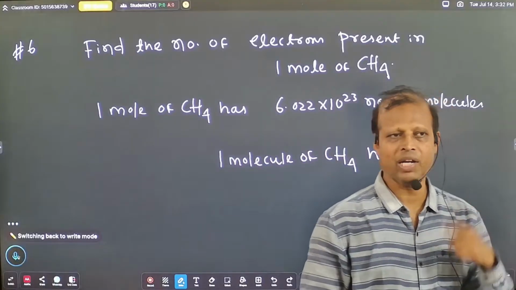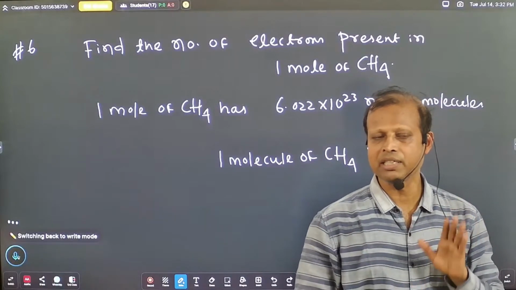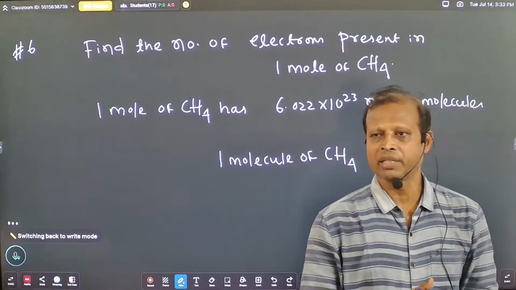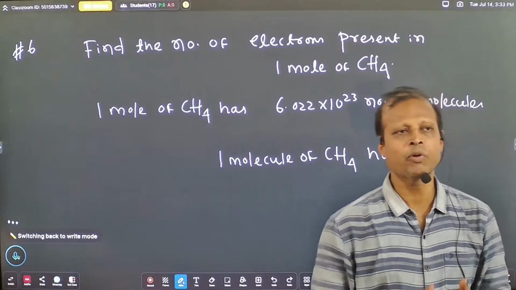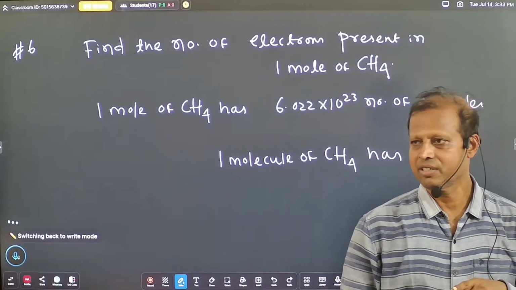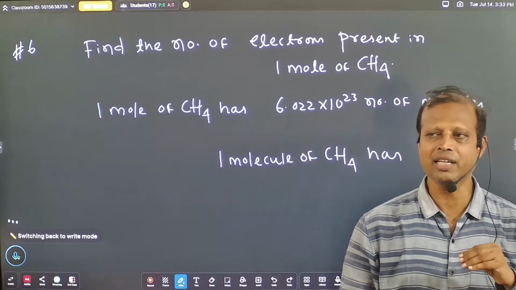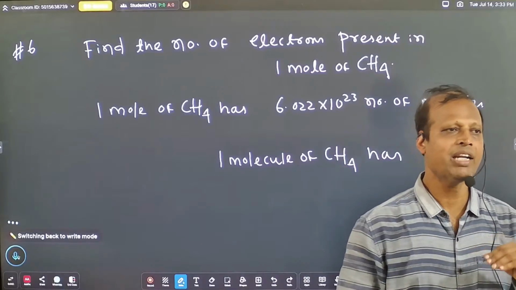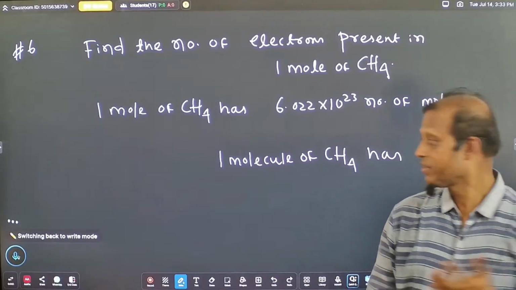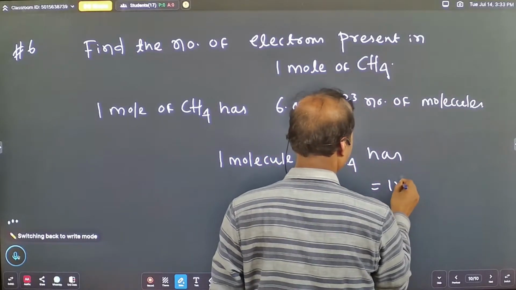So there is 1 atom. The atomic number is 6. What is atomic number? It is the number of electrons or protons present in an atom. If carbon has the atomic number 6, how many electrons are there? 6. Yes or no? So the number of electrons is 1 into 6.